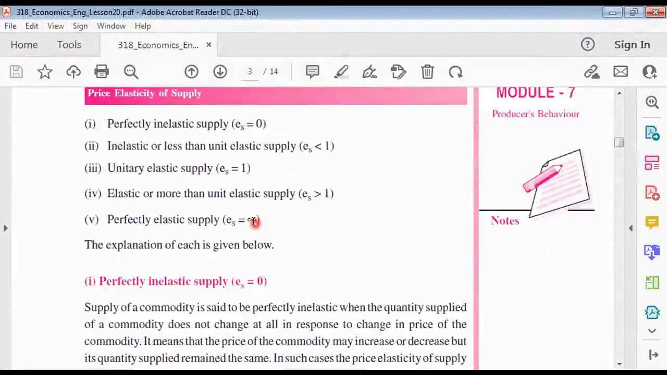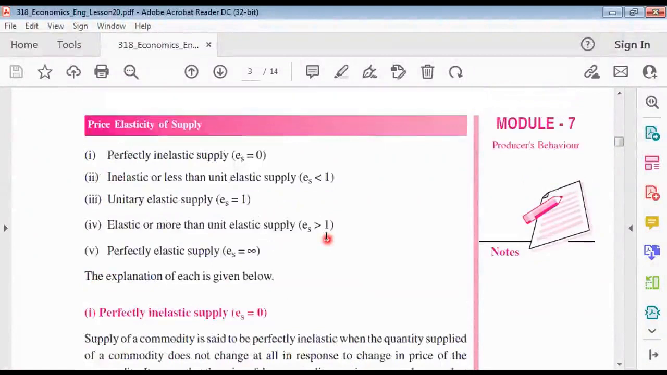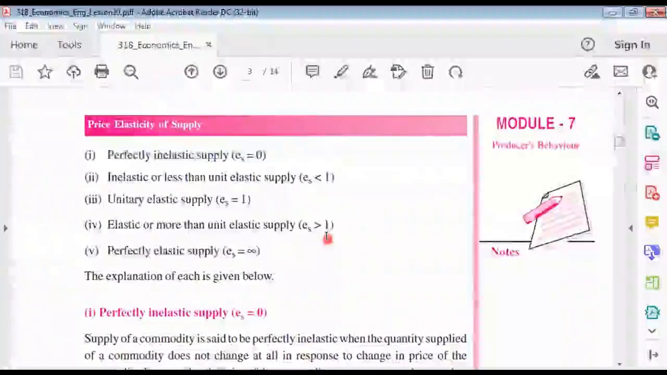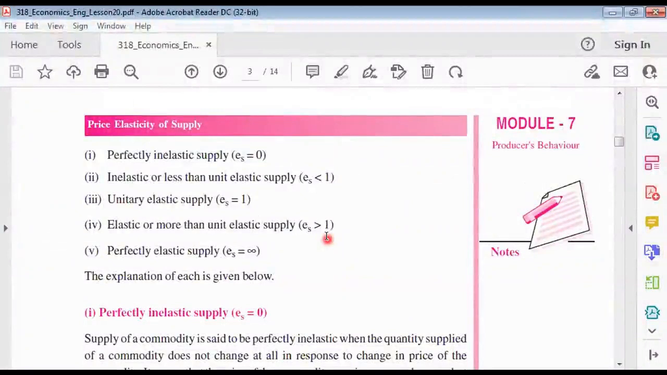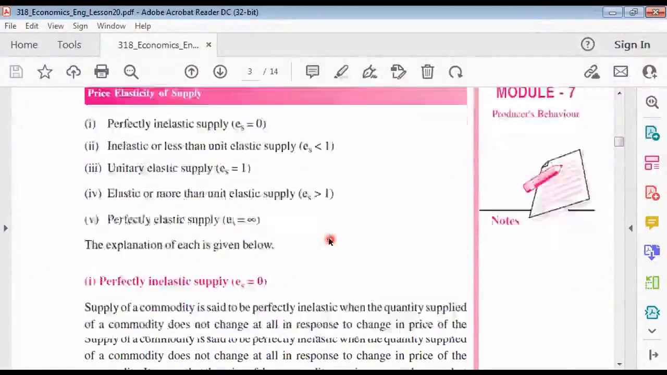Then we had a concept also where the elasticity value was equal to infinity, and here also you'll find a value which is equal to infinity, and that is called perfectly elastic supply. So all these same 5 different cases you're going to find. And the next thing I'll be doing is I'll be explaining the 5 graphs associated with all these 5 cases. Correct? So we had similar 5 cases under price elasticity of demand.